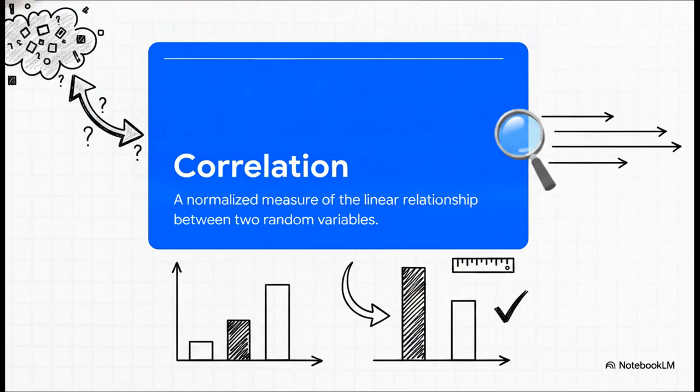But here's the catch. Covariance has a massive communication problem. The number it gives you is in square units, like percent squared, which makes it literally impossible to intuitively grasp the magnitude. So enter correlation. Correlation takes all that co-movement and standardizes it so we can actually make sense of it at a glance.